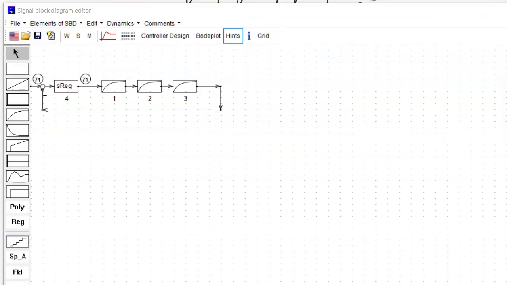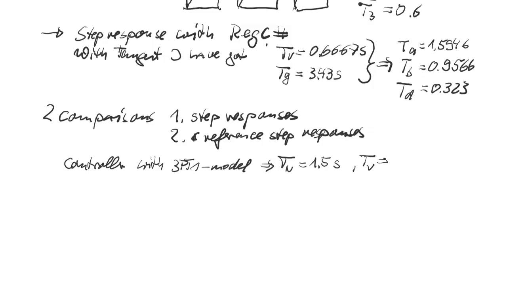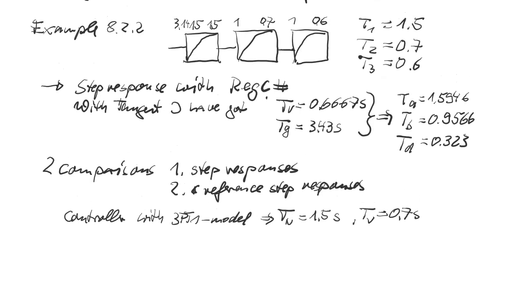So shift them away, open my board and say OK. Controller with 3PT1 model gives Tn is 1.5 seconds, TV 0.7 seconds, manually typed in. Note, these are the values here.